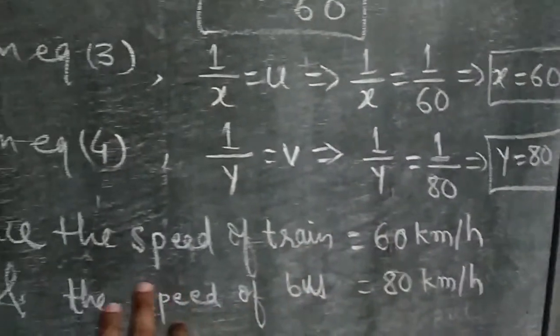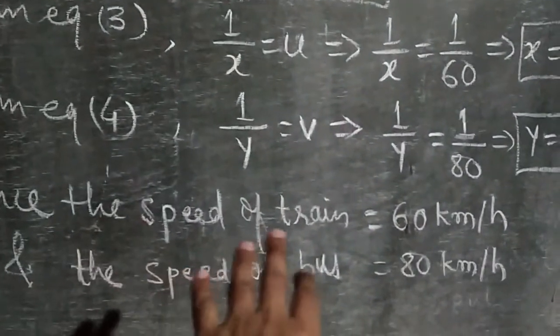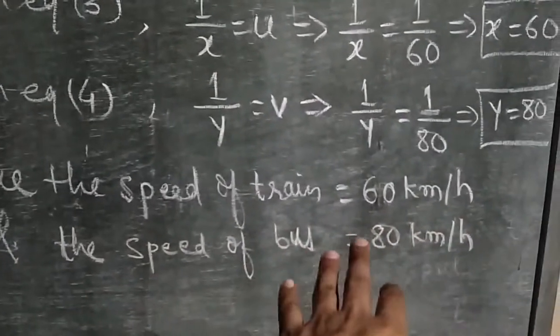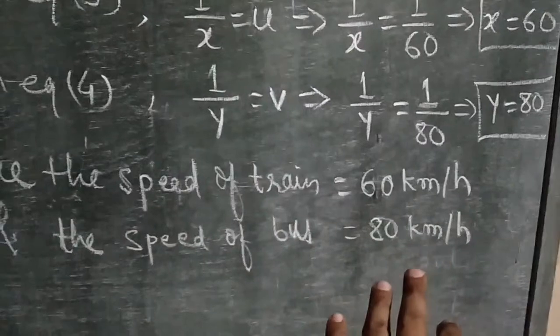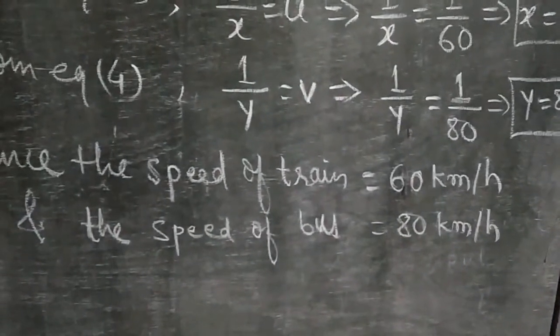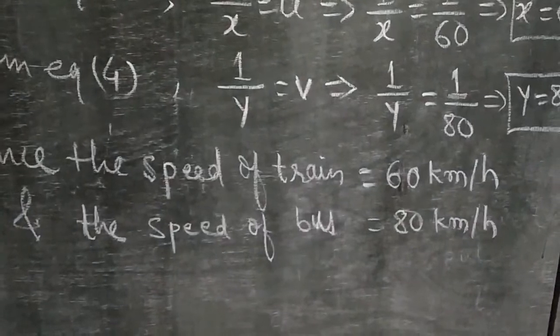And x we have assumed as the speed of the train. So the speed of the train will be 60 km per hour, and the speed of the bus will be 80 km per hour. So I hope you have understood the concept of the time and distance problem and time and work problem.